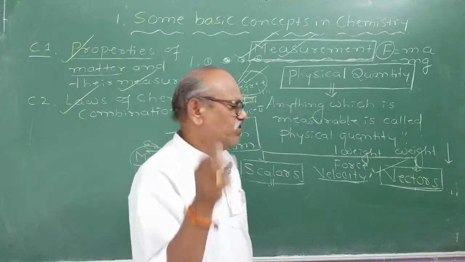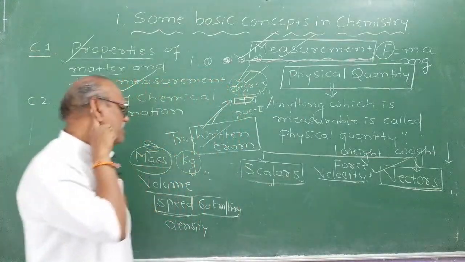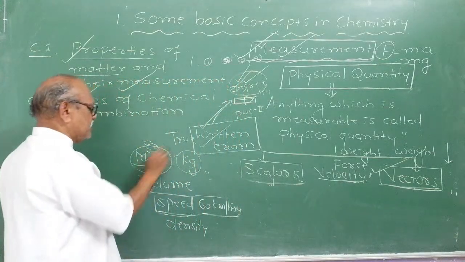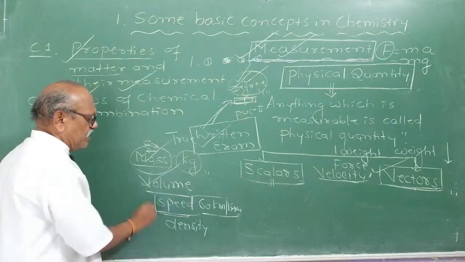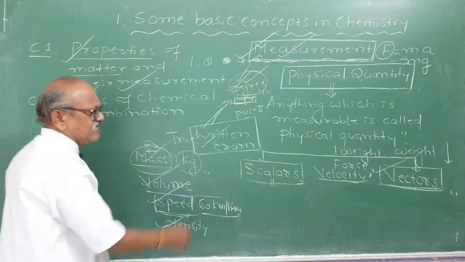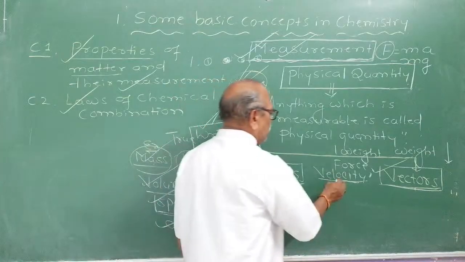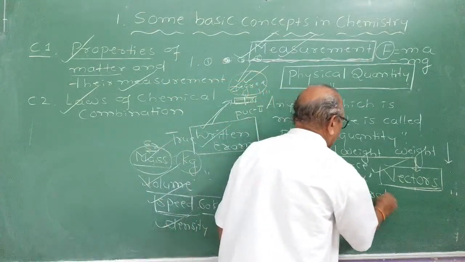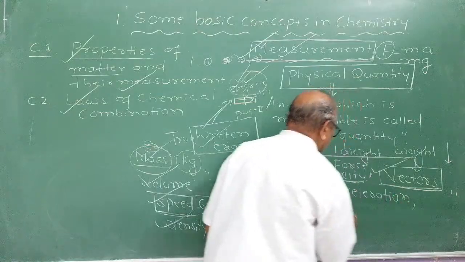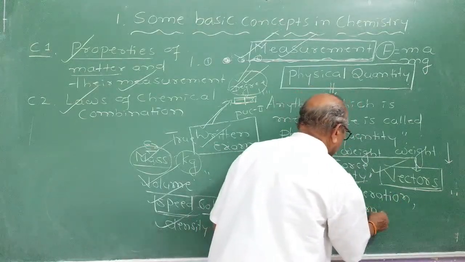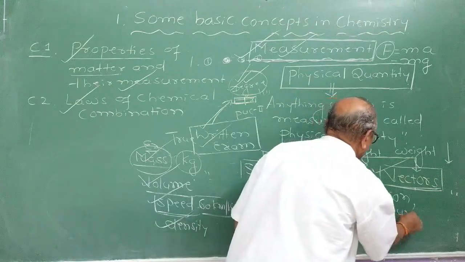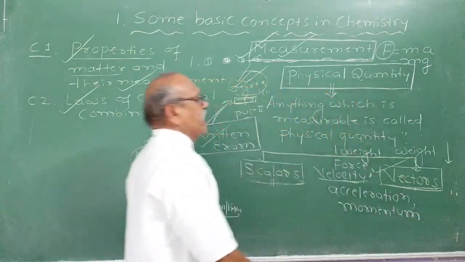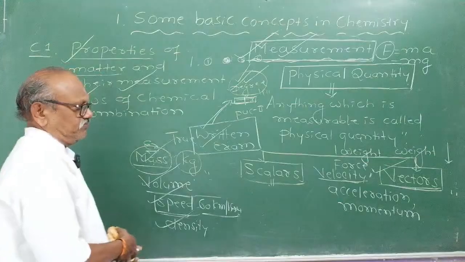Scalars and vectors. We said that mass is a scalar, volume is a scalar, speed is a scalar, density is a scalar, velocity is a vector. Then acceleration is a vector. Momentum is a vector. Because they have both magnitude as well as direction, right?